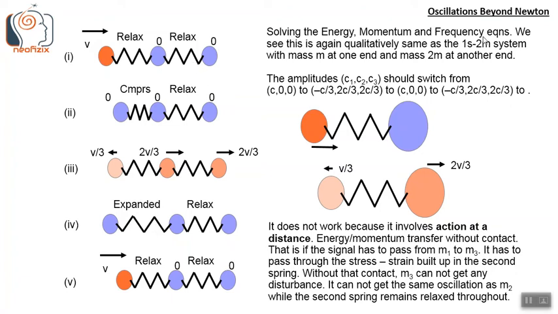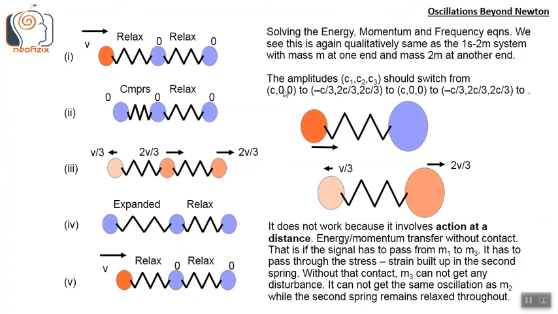So solving the energy, momentum and frequency equations, we see the solution is again qualitatively the same as the one-spring, two-mass system with mass m and mass 2m at the ends of a spring. The amplitudes C1, C2, C3 now switch from (c, 0, 0) to (-c/3, 2c/3, 2c/3).